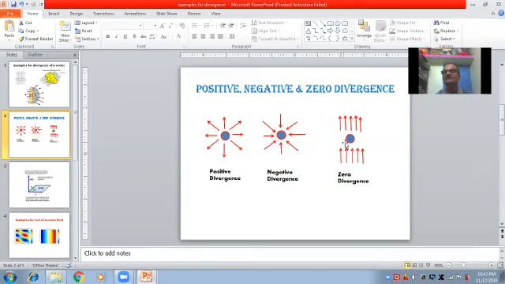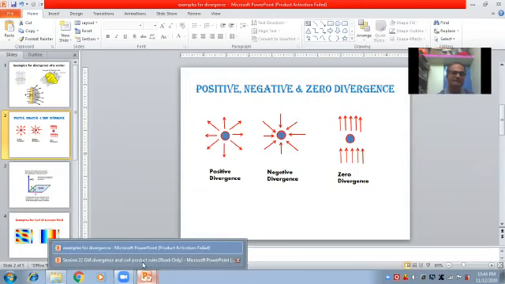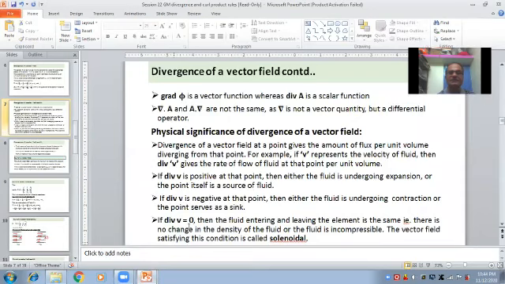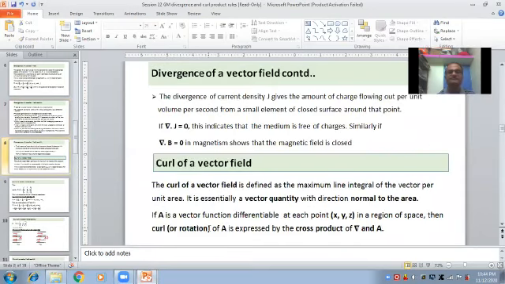And zero divergence means this is the point, and flux is coming in and equal amount of flux is going out, so the net change in the flux is zero. So that kind of situation is called as a zero divergence. Again I will come to that point. So these points are explained. And next, again we can take another example.